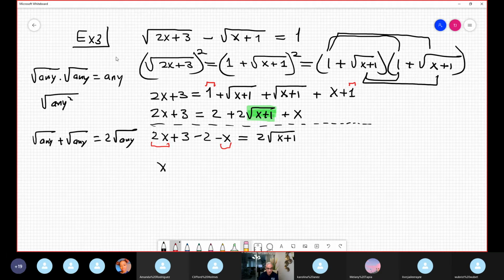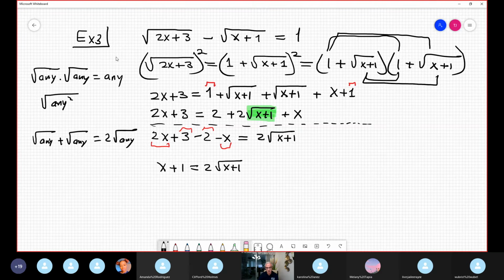And 3 minus 2 is obviously 1. No, black color. Plus 1. Black color. Plus 1. In the right hand side, we have 2 radical x plus 1.